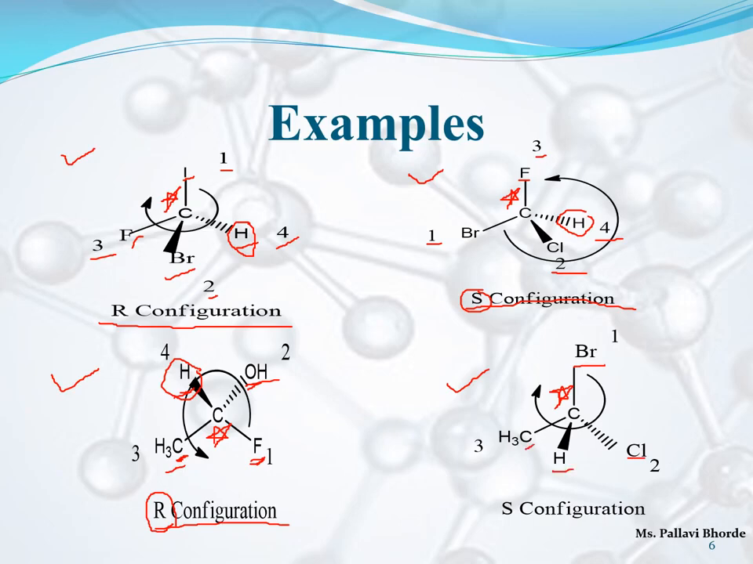These are four groups. Then we are going to draw an arrow going through 1, 2 and 3. So we have drawn this arrow and look at the direction of this moving arrow. It is moving in a clockwise manner. So the answer can be R. But we have fourth priority group above the plane. So your answer is not R, but it will be S configuration.